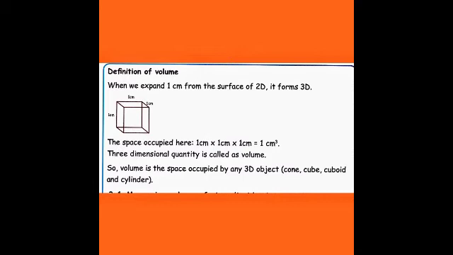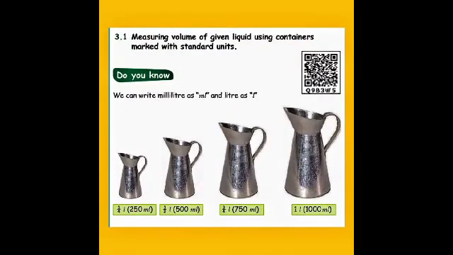Examples of shapes with volume are cone, cube, cuboid and cylinder. Now let's see how to measure the volume of a given liquid using a container marked with the standard units. What are the standard units for measuring? They are milliliter and liter. We write milliliter as ml and liter as L. Let's see the containers. The first container, very small, is quarter liter, that is 250 ml. In liter it is 1/4, in ml it is 250.